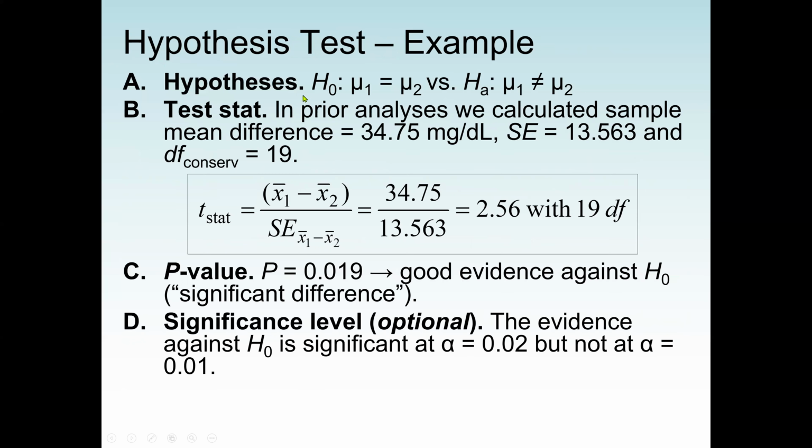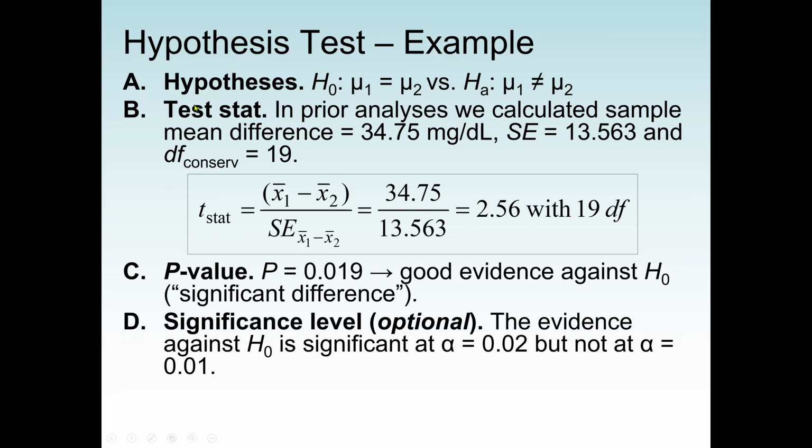So let's see the example. This is again a continuation of our previous example. We have the values for the sample mean, the standard error, and the degree of freedom is 20 minus 1, which was 19. So first we state our hypotheses. We say mu1 is equal to mu2, and mu1 not equal to mu2, so we are doing a two-tailed test.